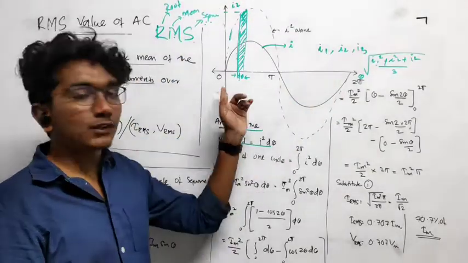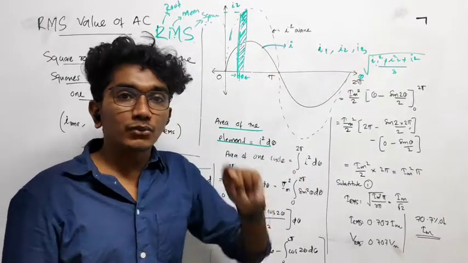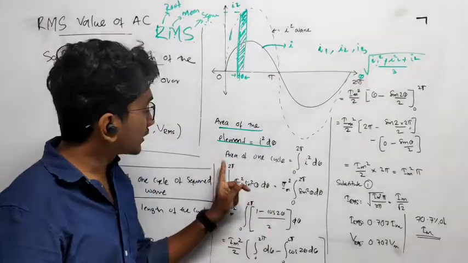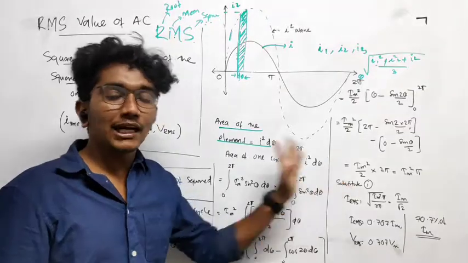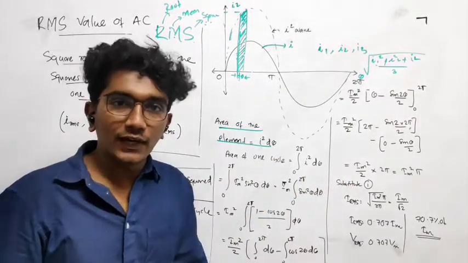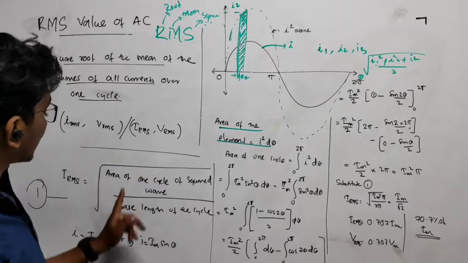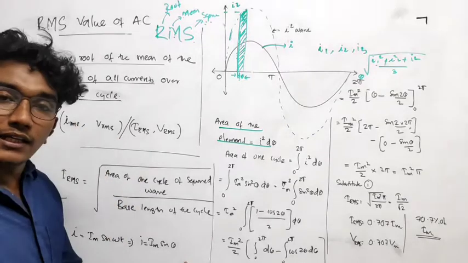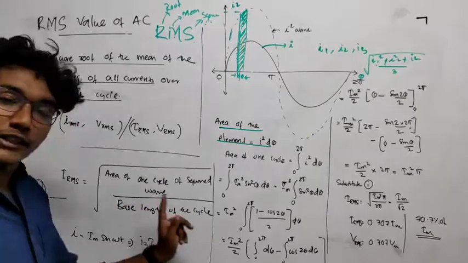So integrate from where to where? 0 to 2 pi, because we need the full cycle here. So 0 to 2 pi, I square d theta. Okay, and substitute the value of I square. What is I? Im sin theta. So I square will be Im square into sin square theta.